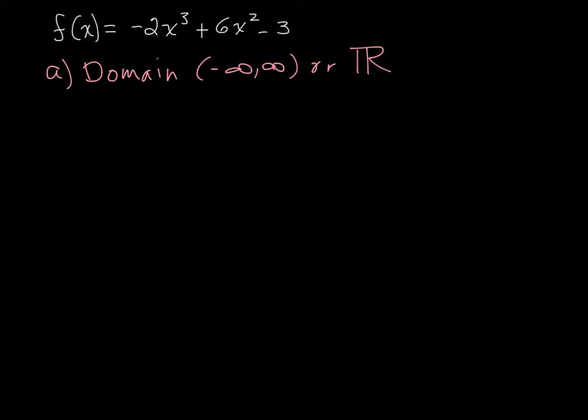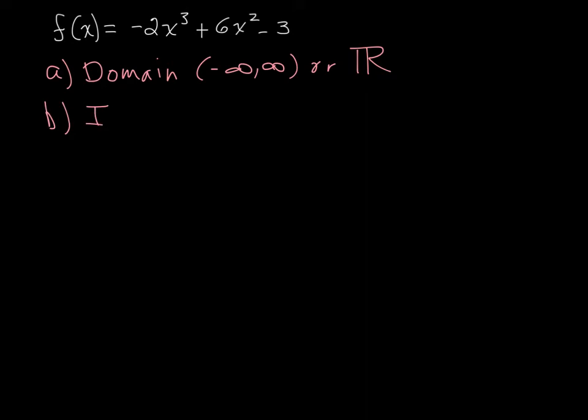Because I don't have a square root that I'm worried about taking the negative of. I don't have a fraction, so I'm not worried about dividing by 0. I don't have something like a logarithm where you can't take the logarithm of a negative number. So everything looks good.